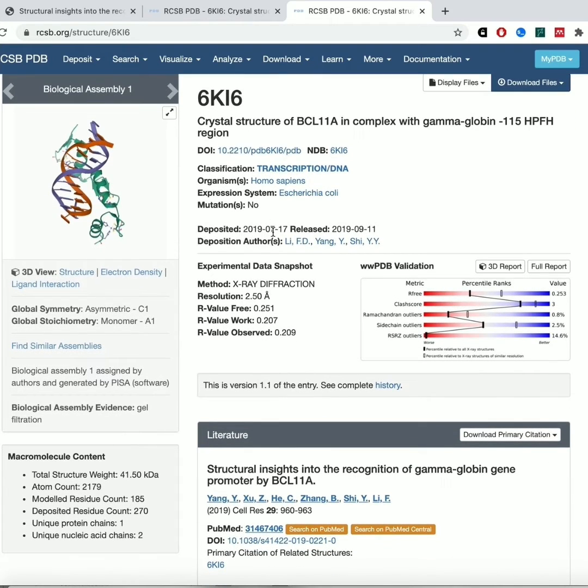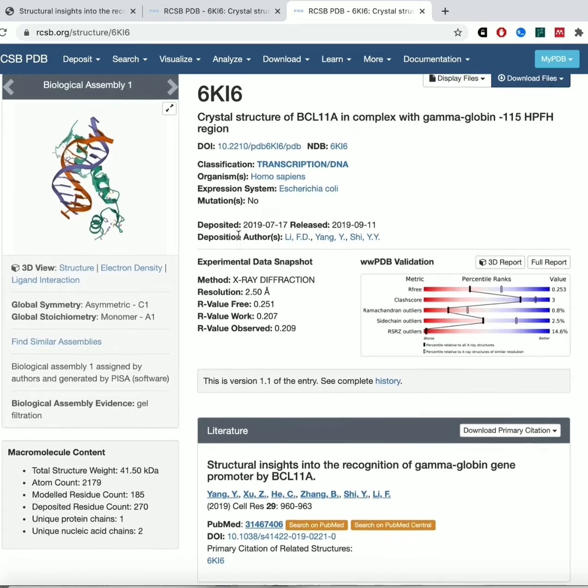It tells you when it was deposited and when it was released. Usually they will deposit the structure before it's released, because they deposit it while the article is under review, and then the PDB will hold it until they publish the paper, and then they can release it. You can release data without having a paper, but the authors or the journals, I'm not sure how it works exactly, want to hold off on releasing the actual data until the paper is released.